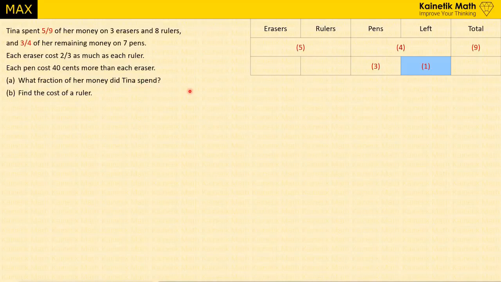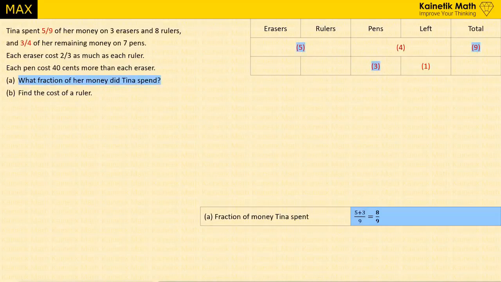Okay, so we can do this. The spending is for these 3 items, right? So 5 plus 3 equals 8, so 8 out of the total, which is 9. So the answer for part A is 8 out of 9. You can of course also take the total of 9 minus what's left, which is 1, so that will give you 8 as well. I'm glad everybody is clear. Okay, so now we can move on to part B.